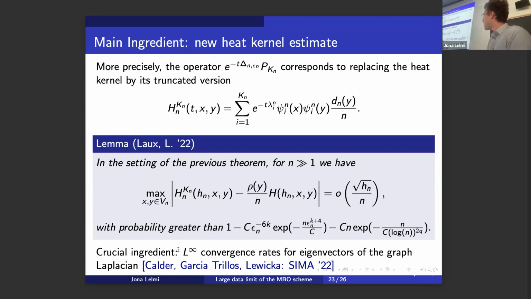and use this construction here to approximate the heat kernel. The crucial ingredient for the proof of this result that I want to mention is the L infinity convergence rates for eigenvectors of the graph Laplacian. This is a result of Calder, Garcia-Trillos, and Slepčev from 22. And this is really a crucial ingredient for the proof.